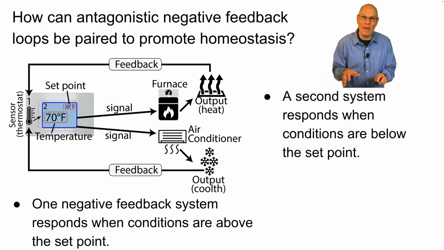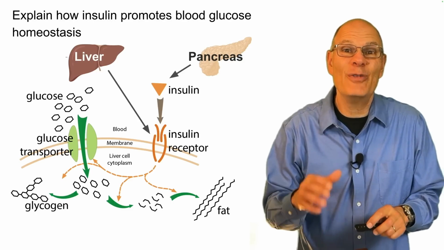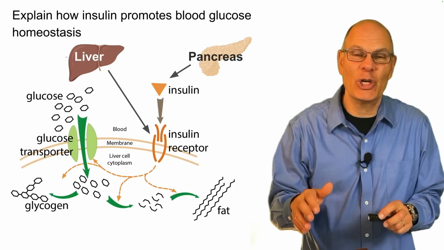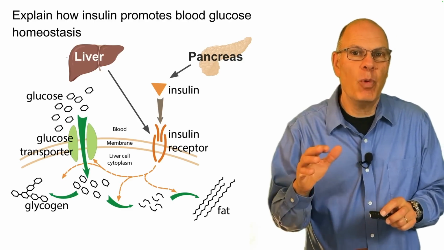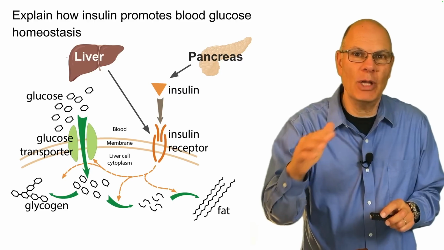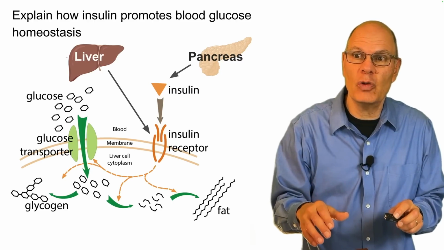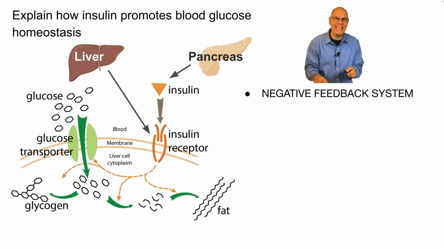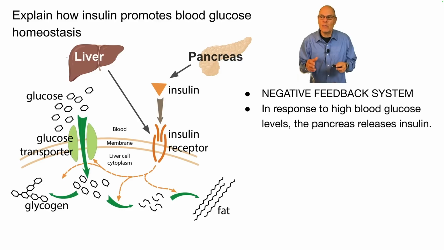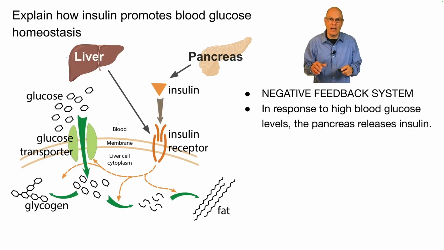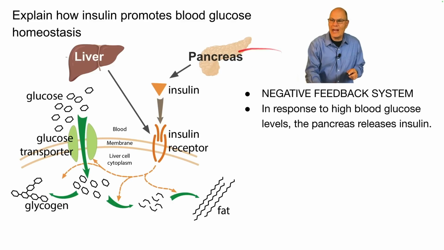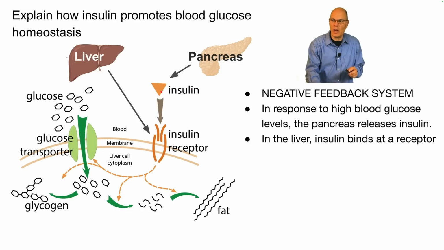Now we're going to look at some biology. Let's talk about how feedback works in blood sugar homeostasis. It's important to your body to maintain your blood sugar levels, your blood glucose levels. The main hormone that controls that is insulin, and it's a negative feedback system. In response to high blood glucose levels after eating a sugary or a starchy meal, your pancreas will release the hormone insulin, just represented here as a triangle.